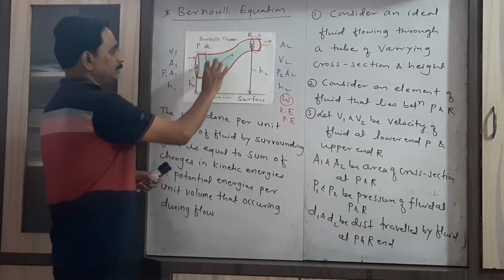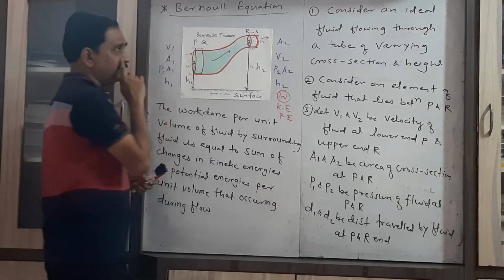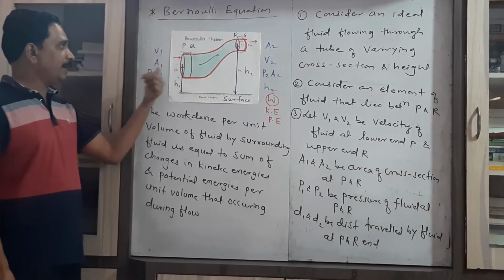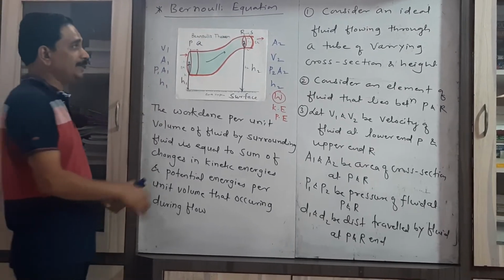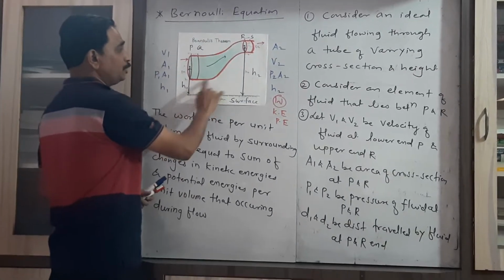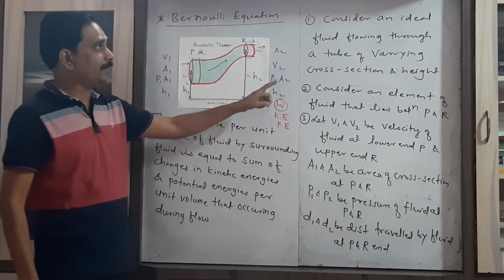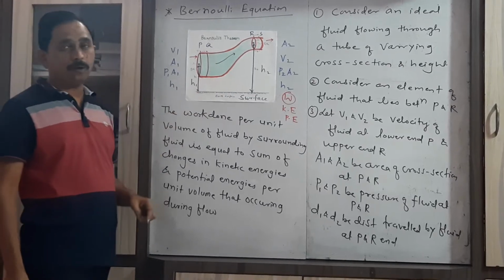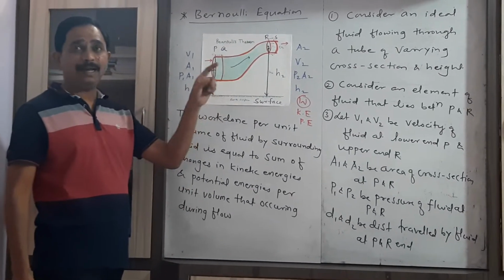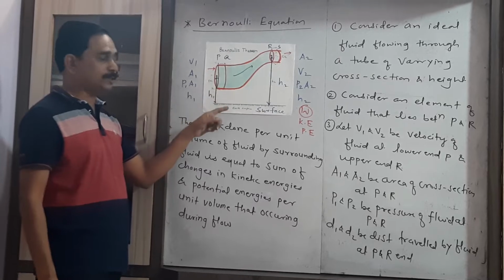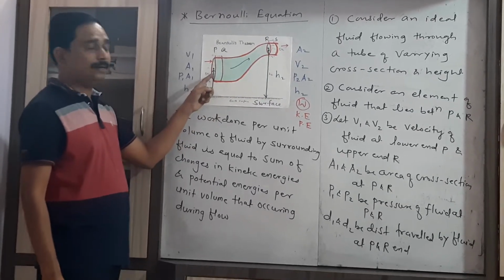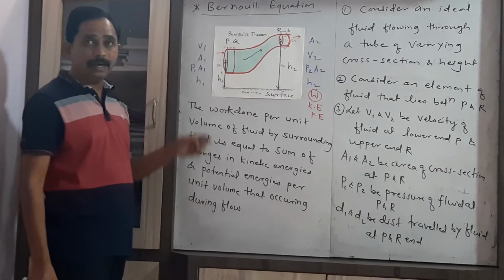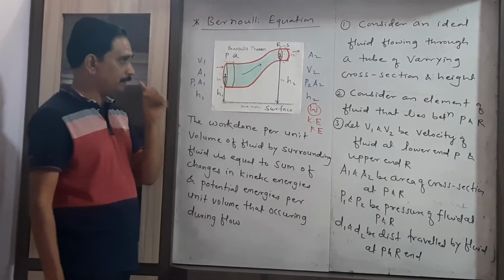So here, this one is considered as a fluid which flows through a tube having different areas of cross section, as well as the two ends being at two different heights. So that's why I write here, consider an ideal fluid flowing through a tube of varying cross section and height. It means the areas of cross section are different and the heights of the two ends are also different. I write the two ends as P and R.